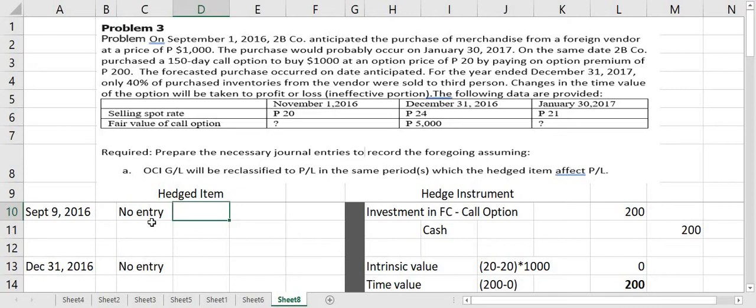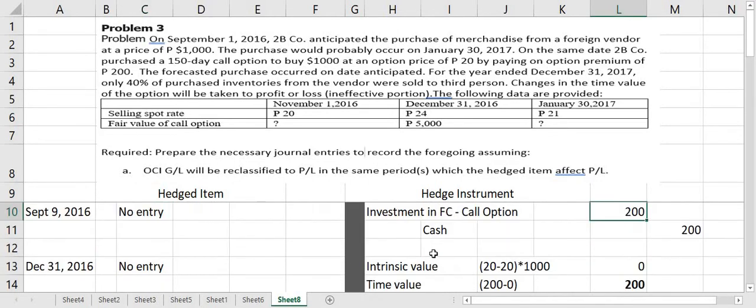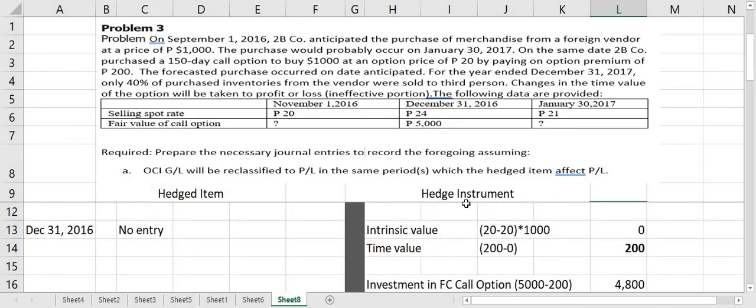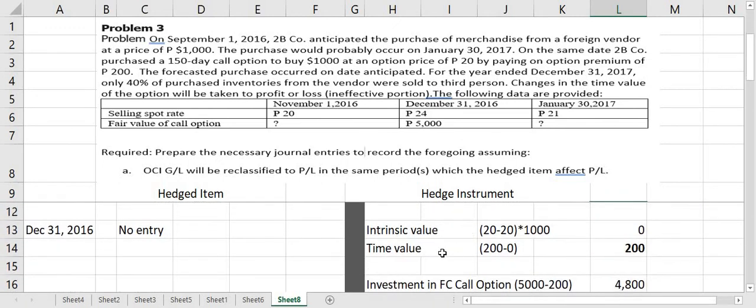So the entry for the hedged item on September is no entry. While for the hedge instrument, of course, debit investment in FC call option and credit cash for 200, which you paid for the option, the premium payment for the option. Now, how much is the intrinsic value and the time value? Because our spot and strike price are the same, we have no intrinsic value. The entire 200 premium paid is for the time value component.